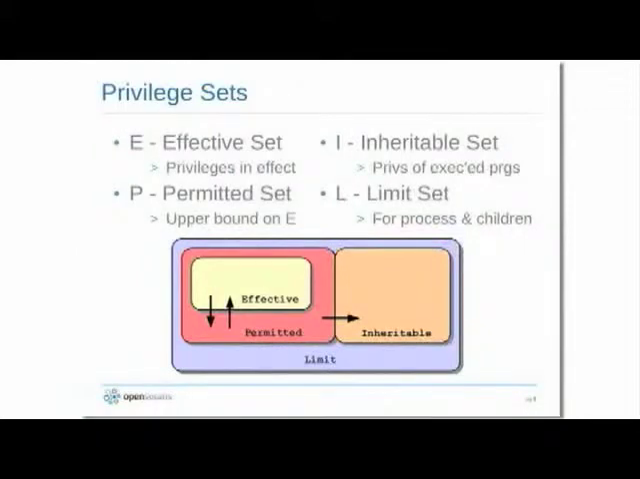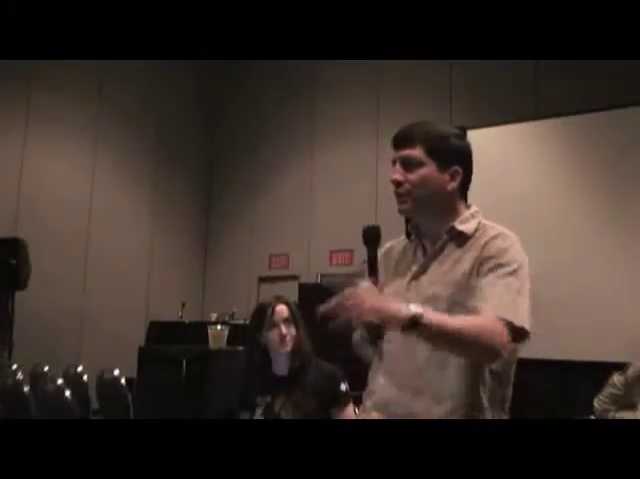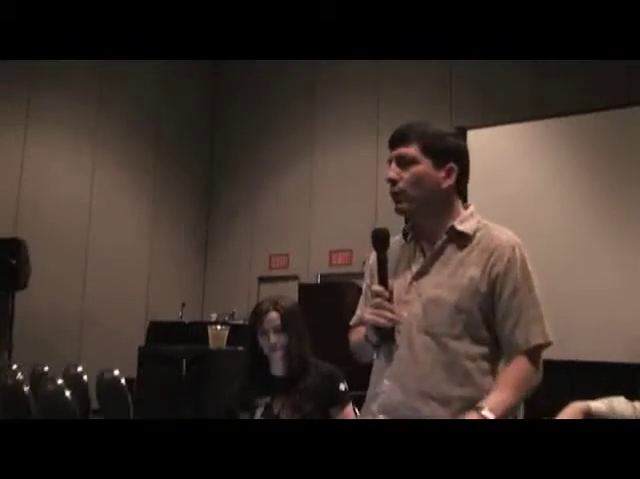And then the limit set, kind of like the permitted set, is an upper bound of all the privileges that this process can have, but it's an upper bound of the permitted set for this process and all of its descendants. So if you take privileges out of the limit set, not only does this process not have them, but none of its descendants can ever acquire those privileges.